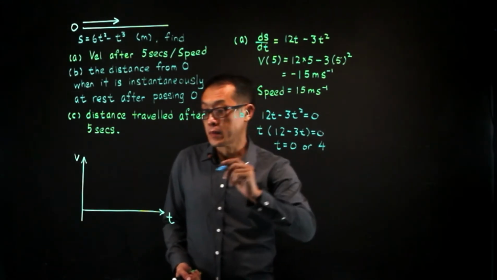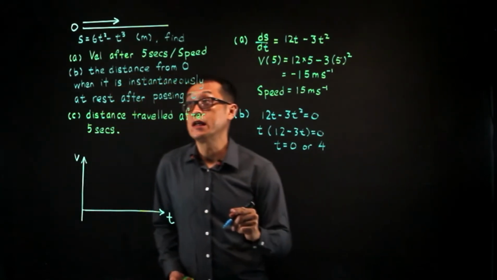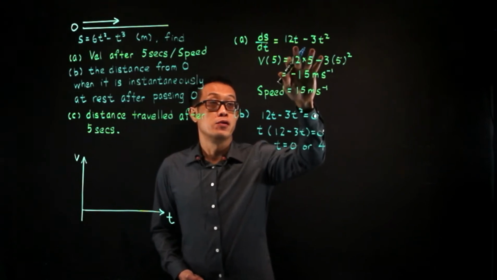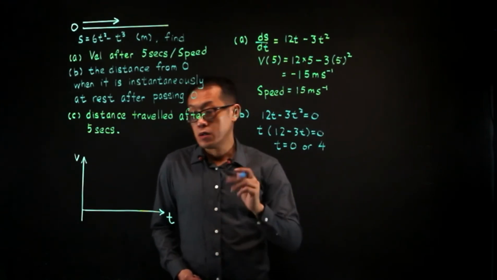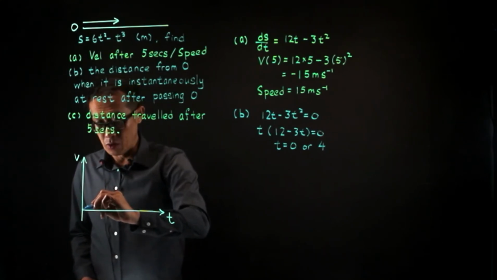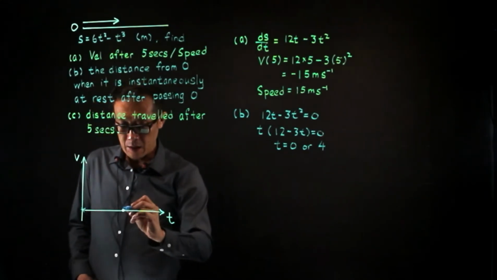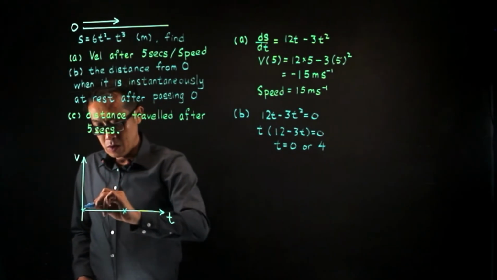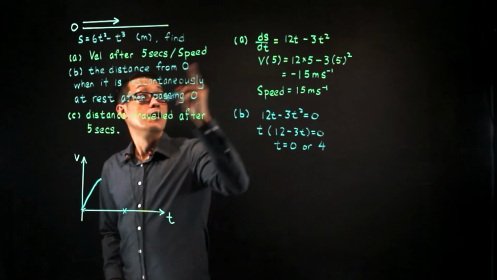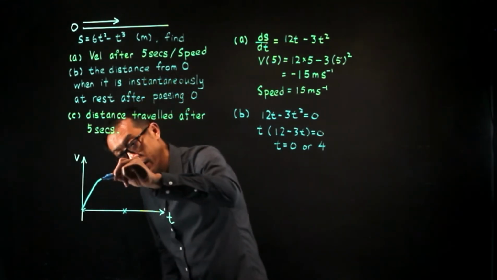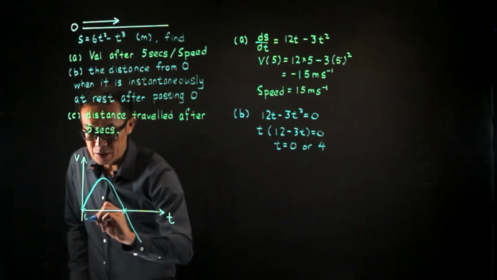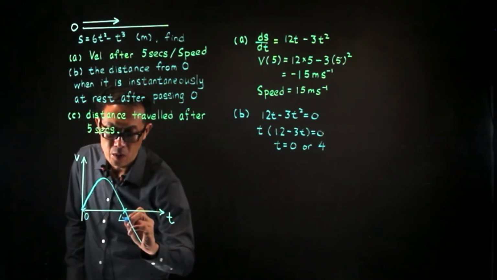Now, let's sketch the velocity time graph. This is the expression for your velocity. So it cuts the x-axis, or the t-axis, at 0 and 4. So it is a maximum graph because it's a negative t squared. So this is 0 and this is 4.